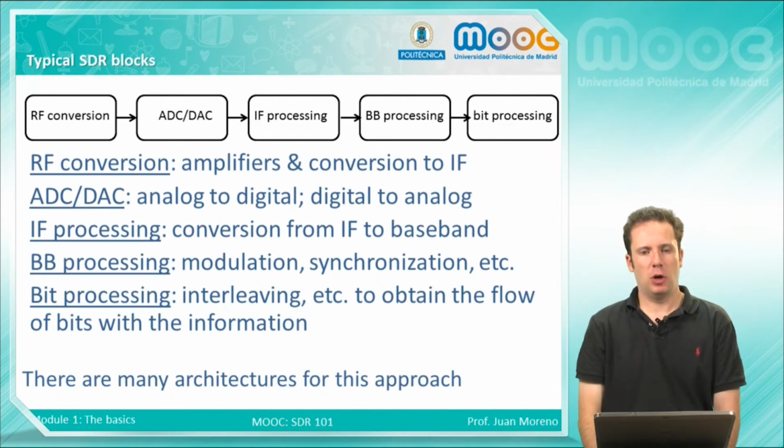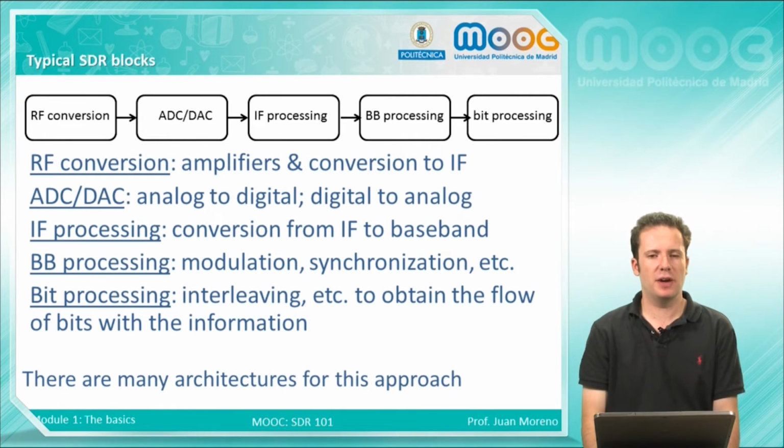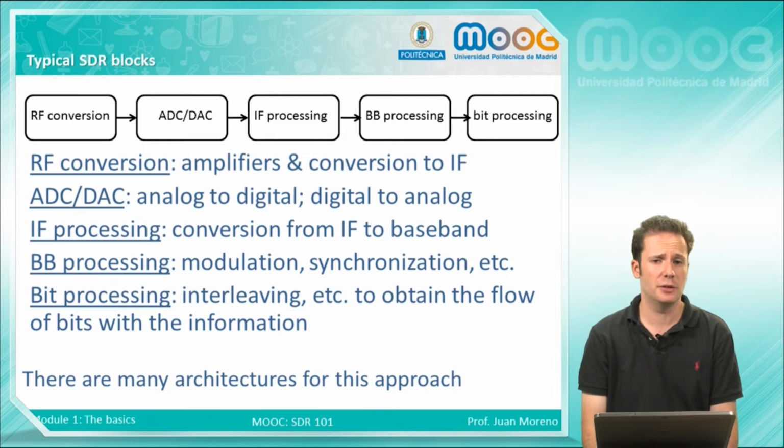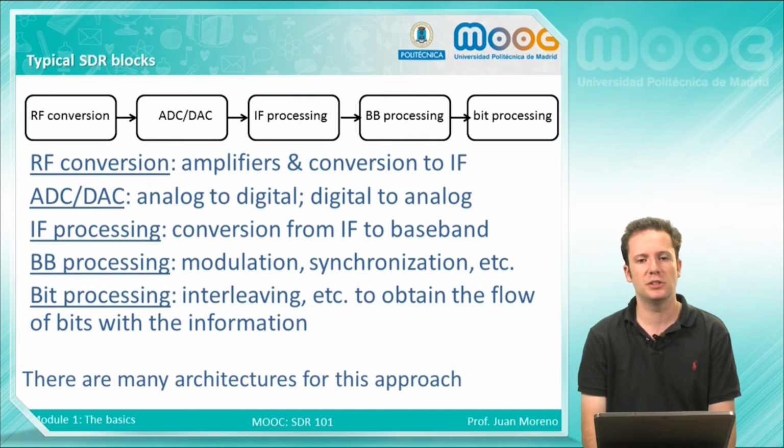The typical SDR blocks, these are the components of a software-defined radio, are the following. The RF conversion stage, where the signal is amplified and converted to intermediate frequency. The analog to digital or digital to analog conversion, where you will convert the signal from analog to digital in case you are in the receiver, or digital to analog in case you are in the transmitter. The next stage is the intermediate frequency processing stage. Here we will convert the signal from the intermediate frequency to baseband.